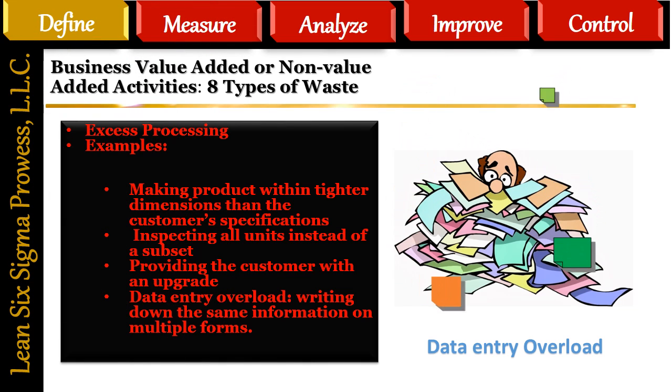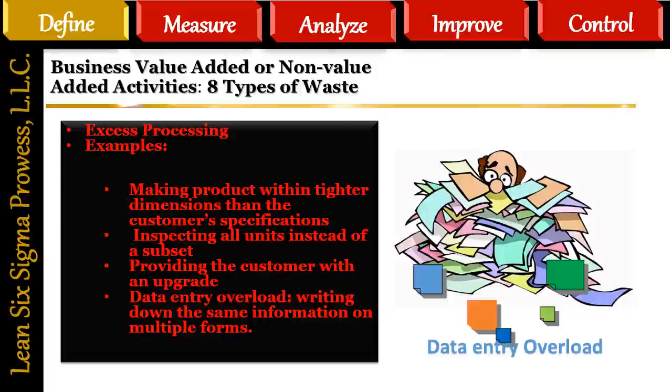Excess processing: pouring excessive energy into producing a unit that is of higher quality than the customer's expectations. In other words, it is performing additional work, process steps, than needed to complete a task. Examples include making product within tighter dimensions than the customer's specifications, inspecting all units instead of a subset, providing the customer with an upgrade, data entry overload, and writing down the same information on multiple forms.